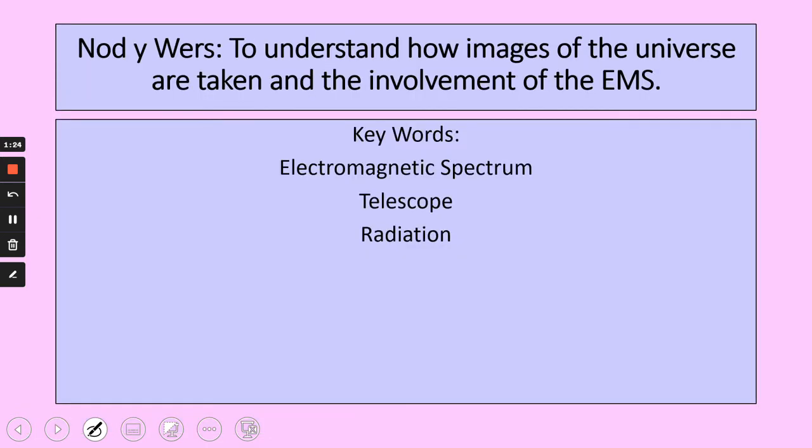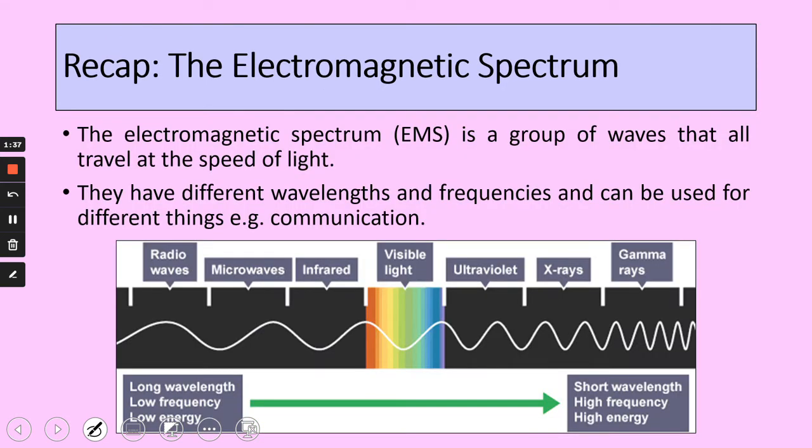So the aim of our lesson is to understand how images of the universe are taken and the involvement of the EMS, or electromagnetic spectrum. So our key words are electromagnetic spectrum, telescope, and radiation. So we're going to start with a recap of the electromagnetic spectrum.